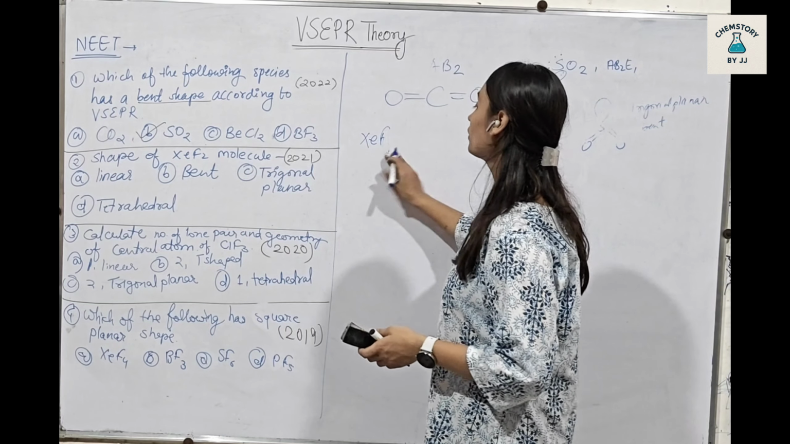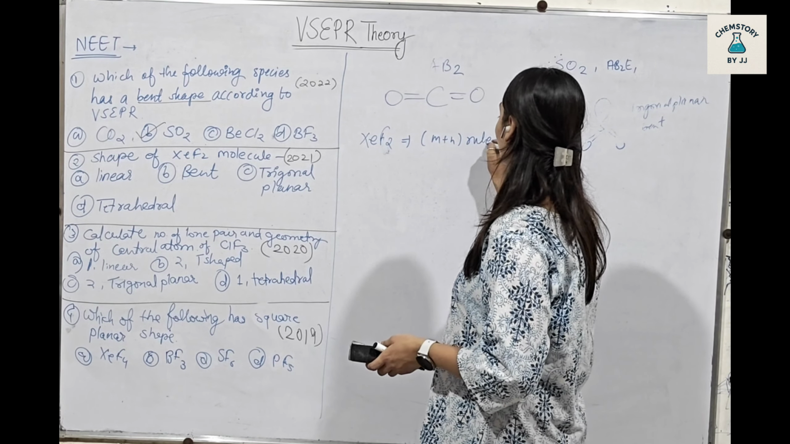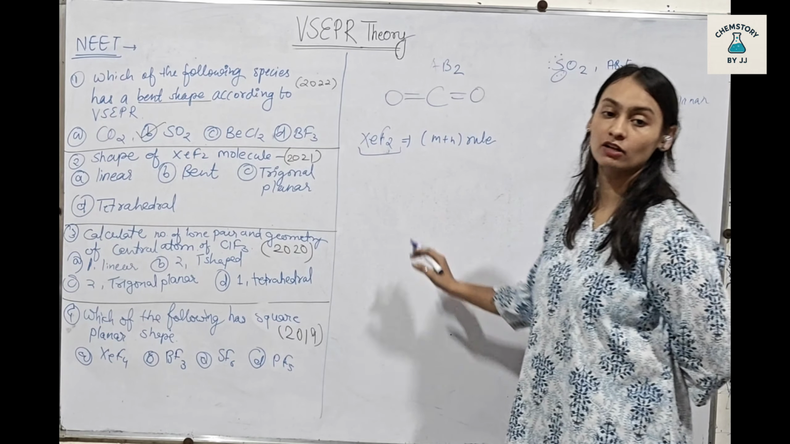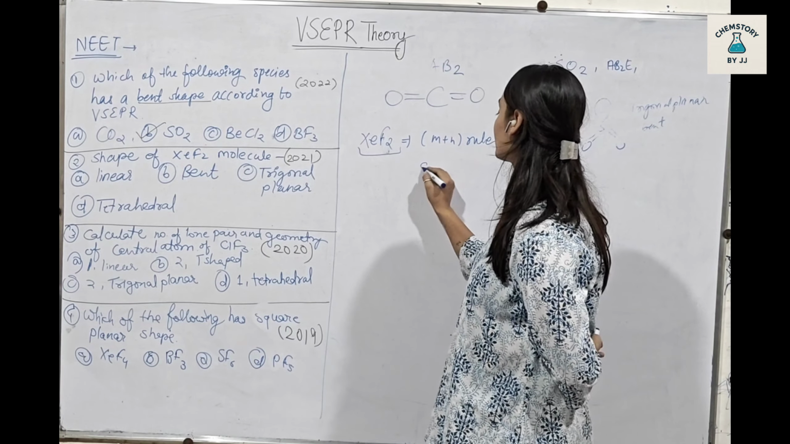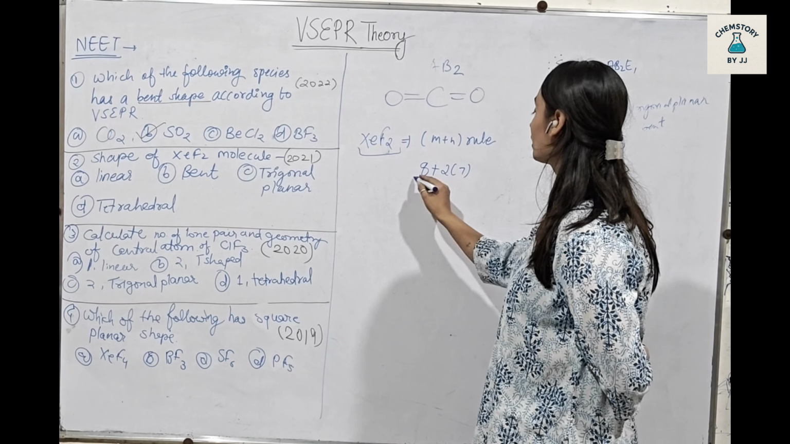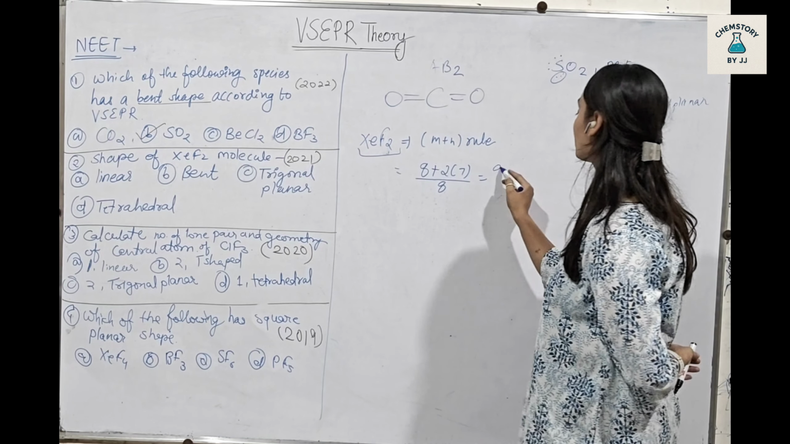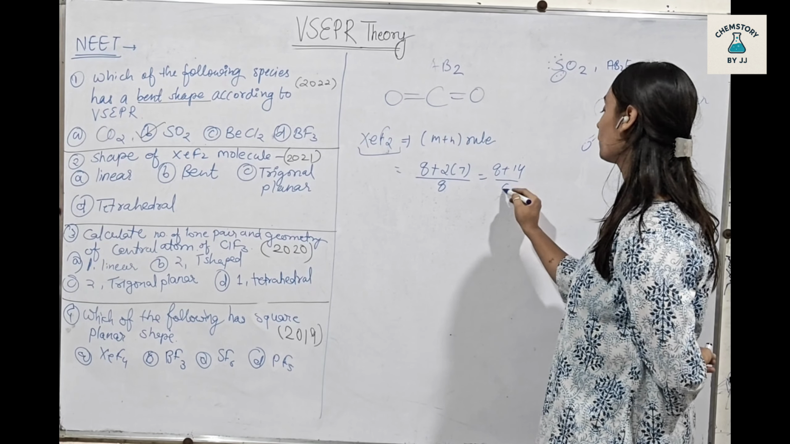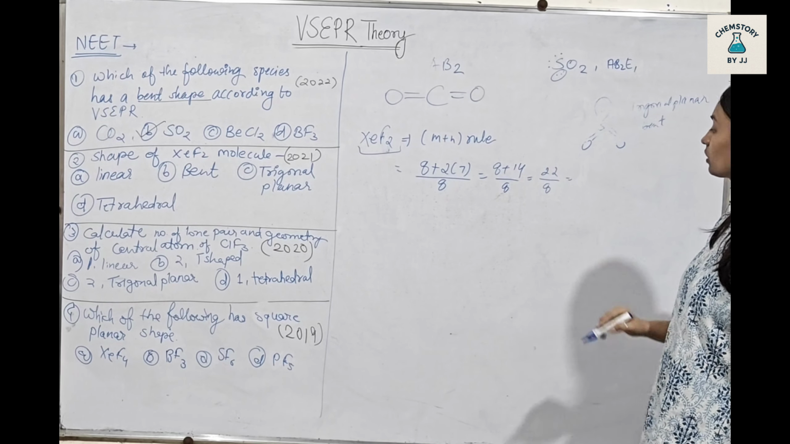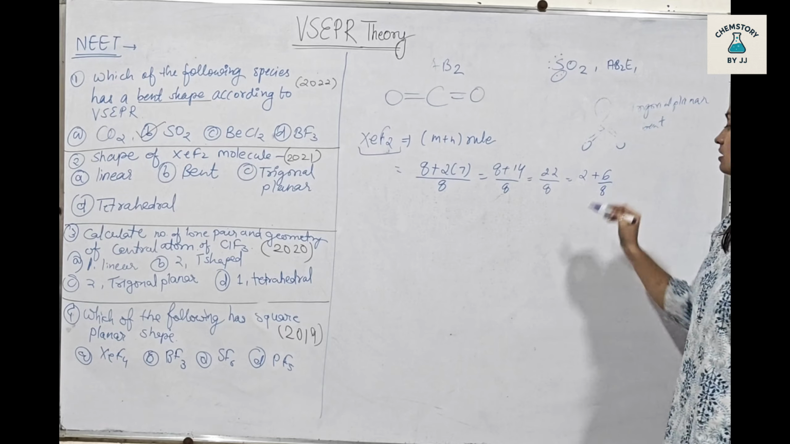XeF2. The formula we are going to apply here is N plus N2. What was the rule? The rule was to add the total number of valence electrons in the compound. For the central atom it is 8. For chlorine it is 2 into 7, divided by 8. We have got the formula here. 8 plus 40 upon 8 is going to give us 22 upon 8, which is going to be equal to 2 whole 6 upon 8.